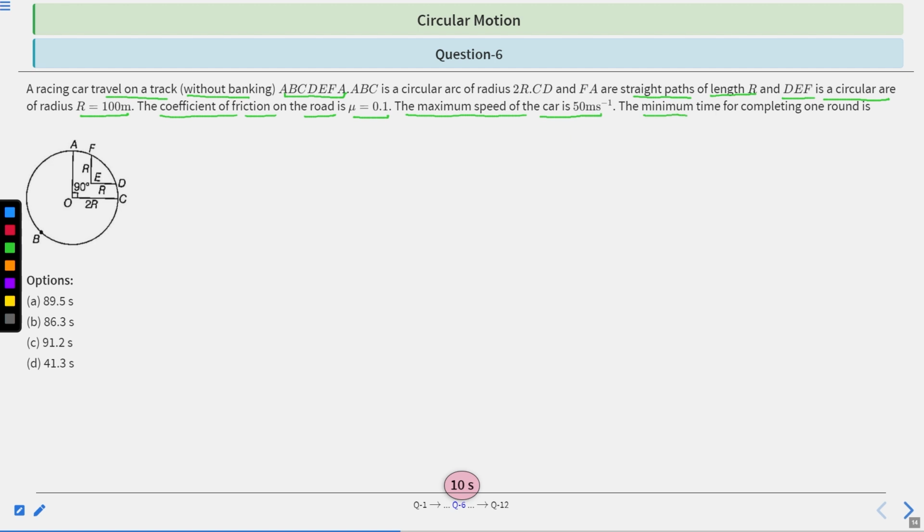The question asks about the minimum time for completing one round. The options are A: 89.5 second, B: 86.3 second, C: 91.2 second, and D: 41.3 second. Which one is correct? You have 10 seconds to solve this question. After 10 seconds, we will provide the solution.